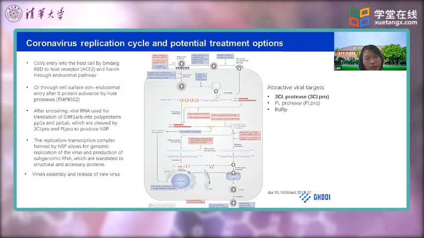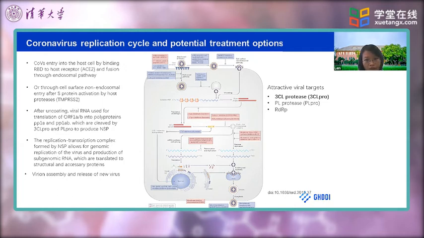In this slide, I will briefly talk about the coronavirus life cycle and the potential treatment options. Here's a figure I took from a Nature Reviews article published in 2016. This figure describes the replication cycle and the related treatment options. The coronavirus can enter the host cell in two different ways. One is through the endosome pathway by binding the receptor binding domain of S-glycoprotein to the host receptor like ACE2, which triggers conformation change and fusion of the viral and host cell membrane. Another way is by the cell surface non-endosome pathway after the S protein is activated and cleaved by host protease like transmembrane protease serine 2.